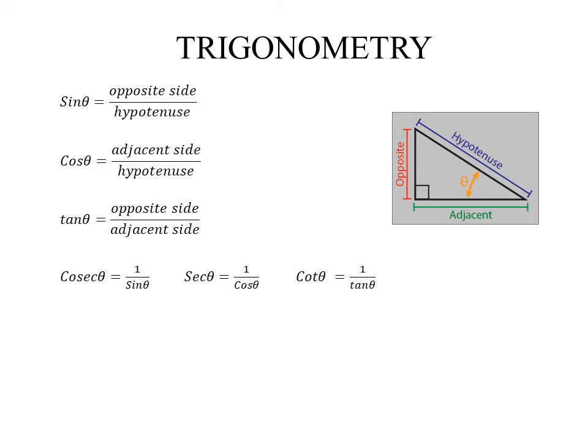Welcome to KEAM entrance class. Here I am discussing trigonometry. You already know that trigonometry is the study of relation between the sides and angles of a right-angled triangle. The first topic in trigonometry is trigonometric ratios. There are 6 trigonometric ratios: sin theta, cos theta, tan theta, cosec theta, sec theta, and cot theta. You already know the definitions of these 6 trigonometric ratios, so I am skipping that.